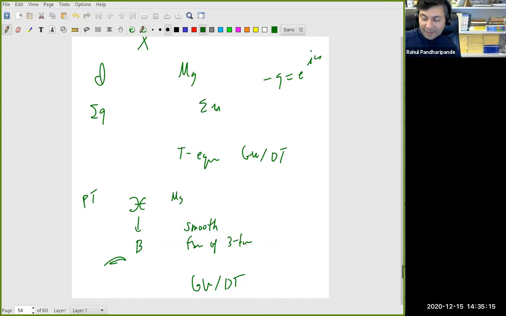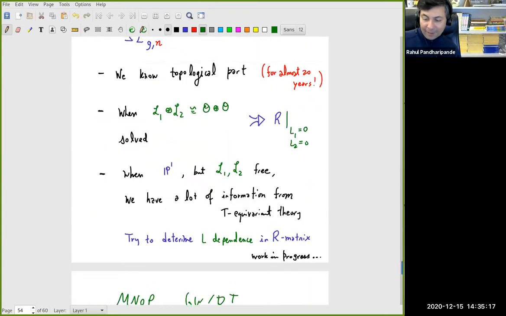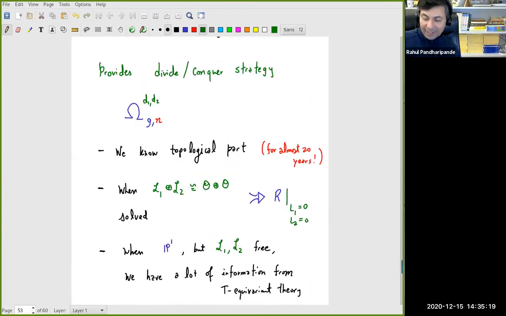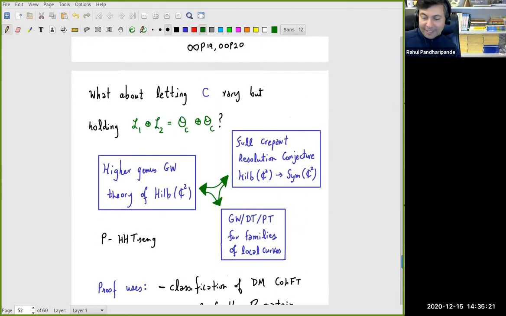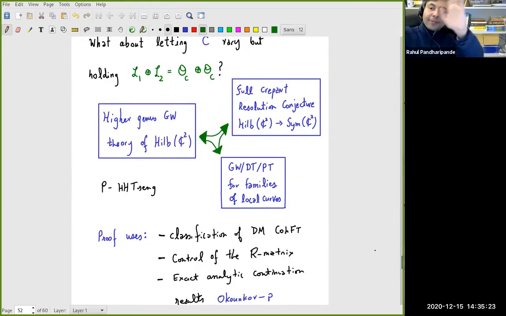And one of the outcomes of this control would be to prove Gromov-Witten/DT for these families where the curve and the line bundles are varying everywhere over an arbitrary base.